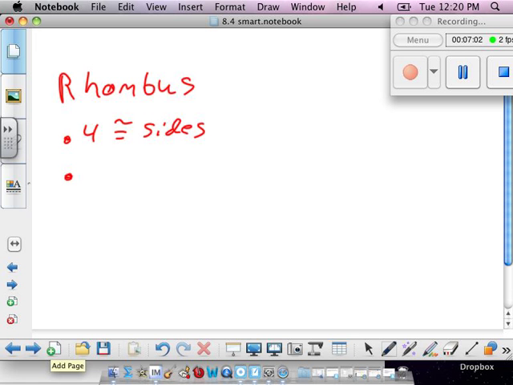So who's got, does anybody have 8.11? I didn't. Oh, I'll have to make that one up myself. A parallelogram is a rhombus if and only if its diagonals are perpendicular.